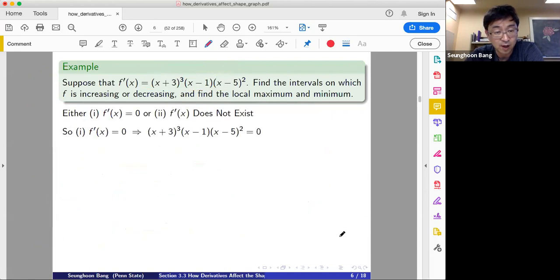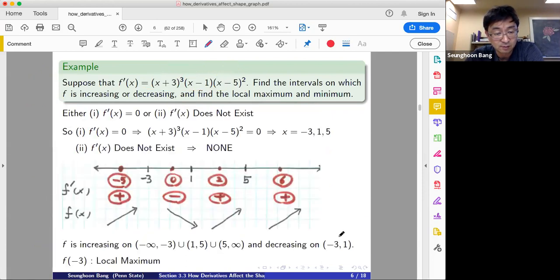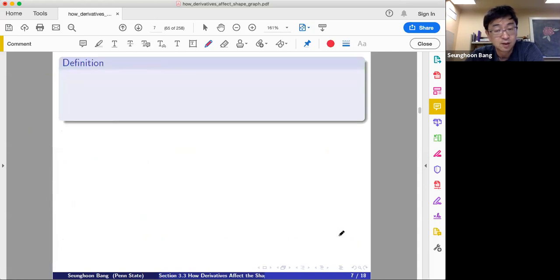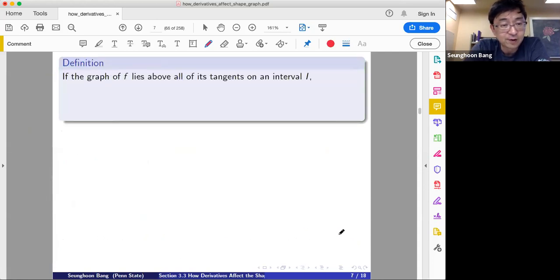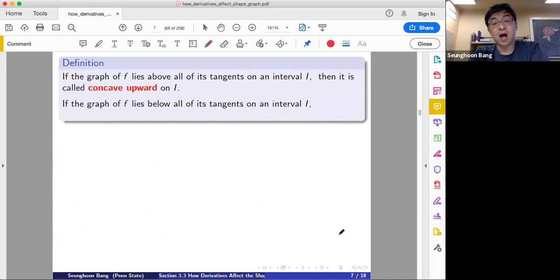The next one is this. The next definition: if the graph of f lies above all of its tangents on an interval I, then it is called concave upward on I. If the graph of f lies below all of its tangents on an interval I, then it is called concave downward. So this is a concave upward kind of thing.